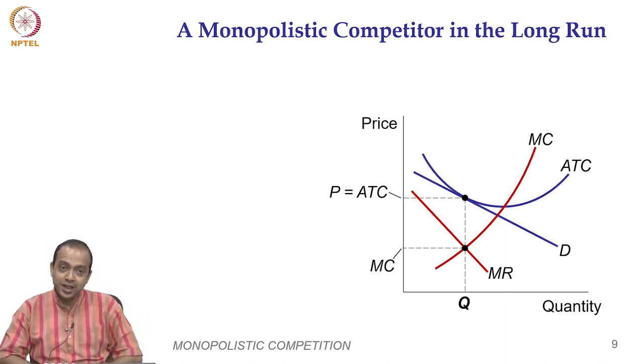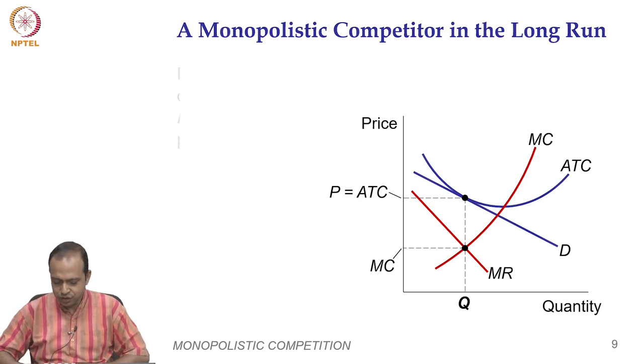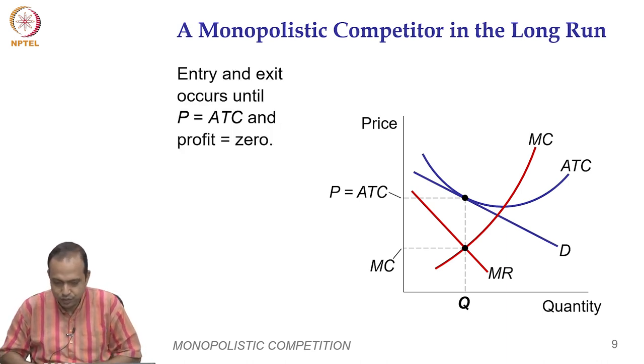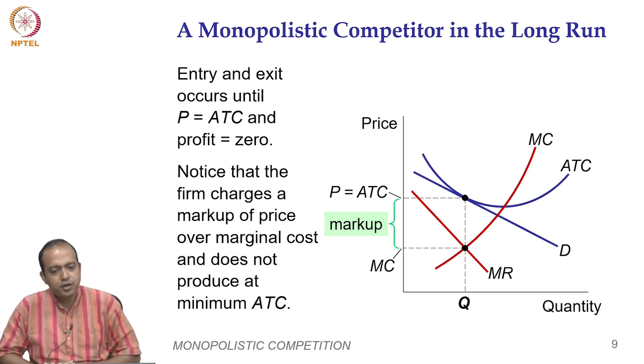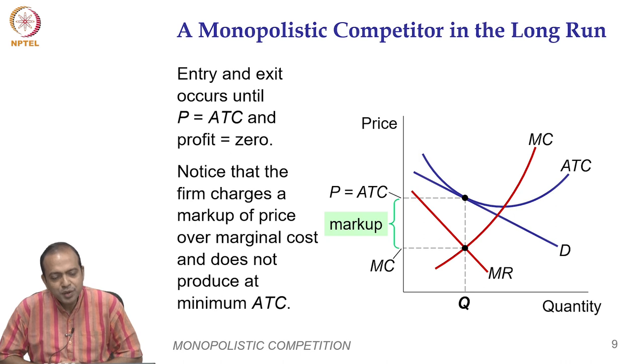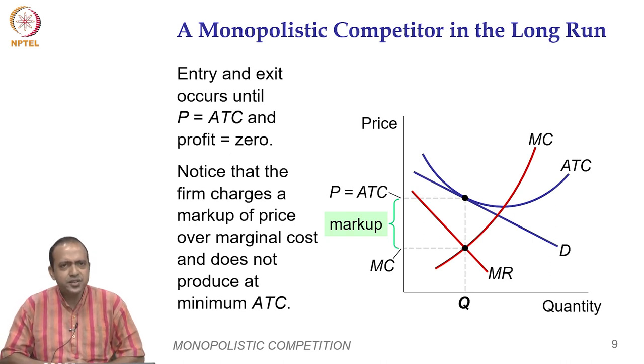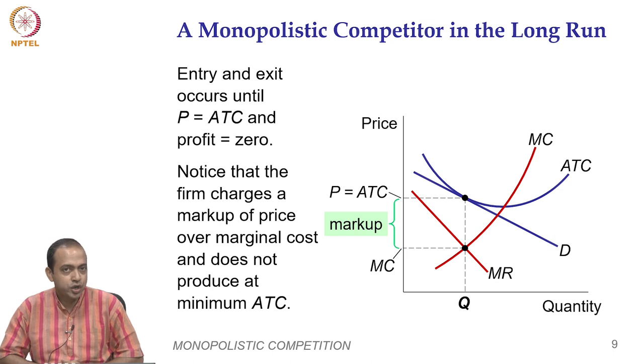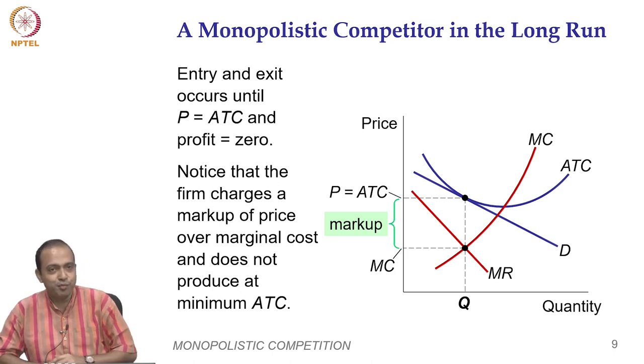And the difference between price and marginal cost is known as markup in economics literature. So this is known as markup. Look at this. Difference between ATC and MC, that means difference between P and MC, is the markup. So, in the long run, even though economic profit is zero, the monopolistically competitive firm is making some kind of markup. Markup pricing means price which is higher than marginal cost, which was not the case in case of competition.